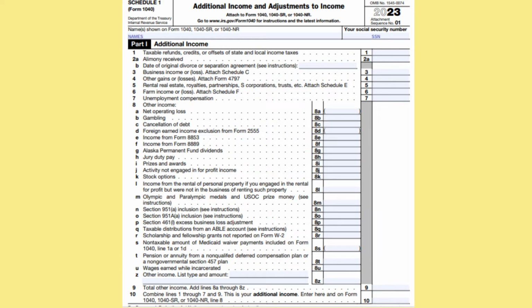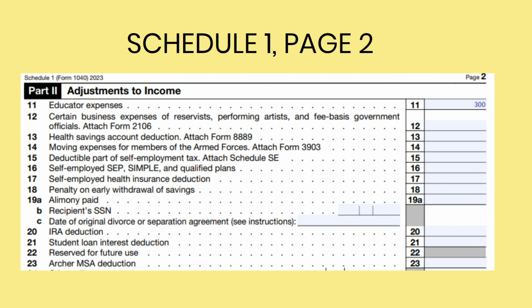Note that line 1 is taxable refunds or credits from state and local income taxes, and you may have received a Form 1099-G from your state or local government. You would only report this if you itemized in the year that you paid the taxes. In our example, you are a teacher of the 5th grade and you had educator expenses of $300. Report those on line 11 of Part 2 of Schedule 1.